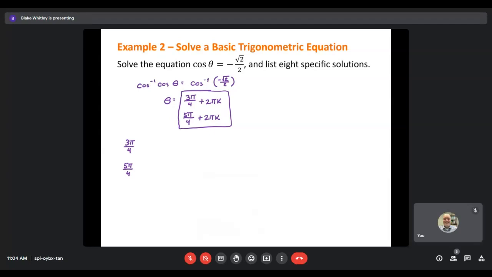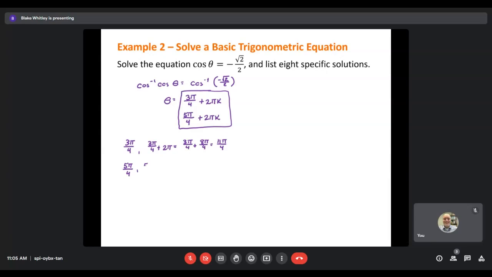Now, to find the next one, we can just add 2 pi. So I'm going to take 3 pi over 4 plus 2 pi. To add those, I need a common denominator. So that's going to be 3 pi over 4 plus 8 pi over 4, and so that's going to give us 11 pi over 4. And so 11 pi over 4 is another solution that would work.